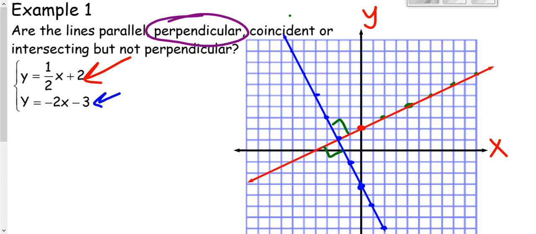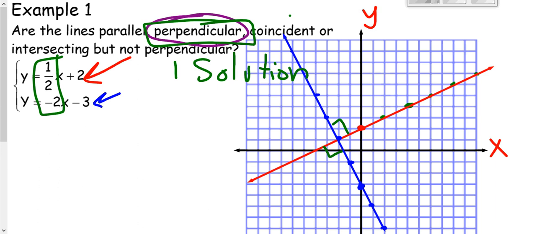Okay? Now, they cross one time. That means if you're ever asked for a solution, they have one solution, but they are perpendicular lines. Remember that. Depends on what the question is asking you. If the question is asking you how many solutions, they would have one. If the question is asking you, are they parallel, perpendicular, coincident, or just intersecting, we would say they are perpendicular. Now let's go look at the equation. Remember I said that all of these will focus on the slopes. Take a look at your slope.